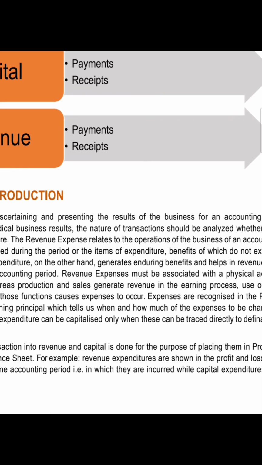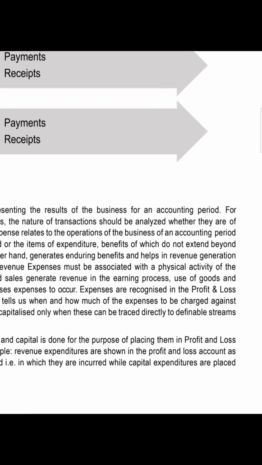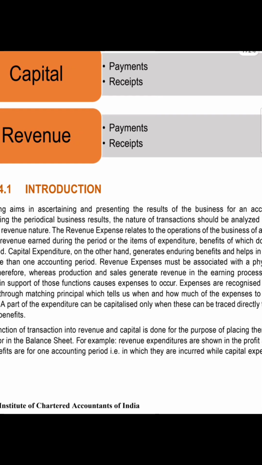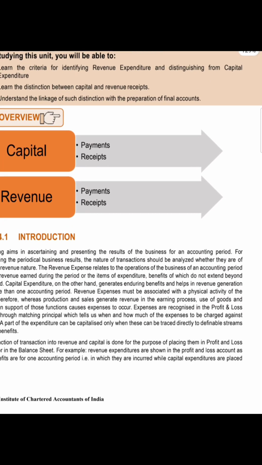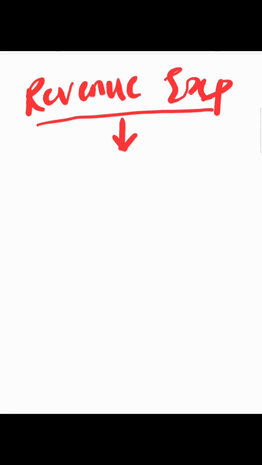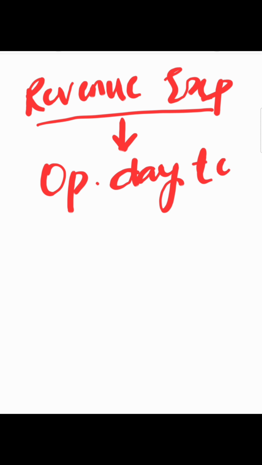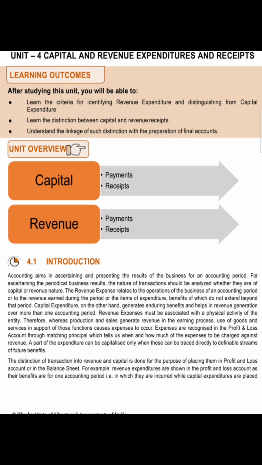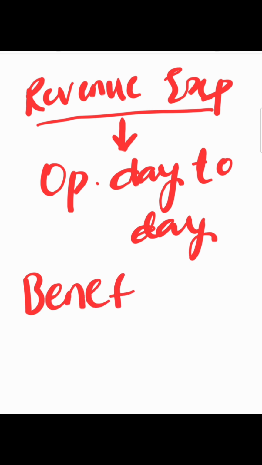So revenue expenditure relates to the operations of the business of an accounting period, or to the revenue earned during the period. Simply saying, what is revenue expenditure? It is the expenditure we incur for the day to day operational activities. It will give you benefit only for that accounting period.